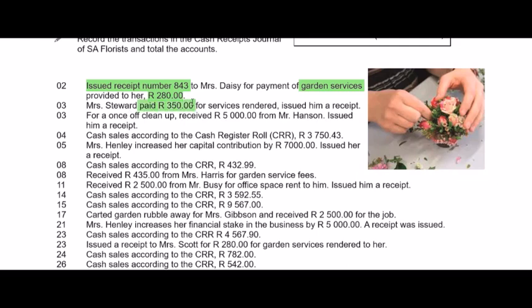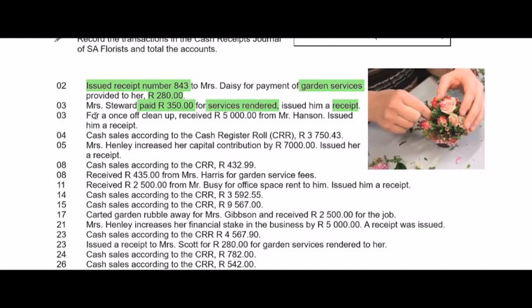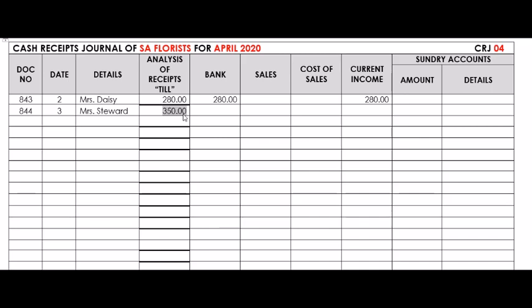The next transaction said Mrs. Stewart paid 350 Rand for services rendered, and you issue, it says him, but it's actually a her, a receipt. They don't give you the receipt number, but you know what the previous receipt number was, so it just needs to follow on that. In the CRJ, you will say it's receipt number 844. The date is the 3rd. The customer is Mrs. Stewart, who paid us 350 Rand. But if you look at your transactions, you will see there's actually another transaction on the 3rd, which means that the 350 Rand is not the total money that we will receive for the day. So we can't bank it yet.